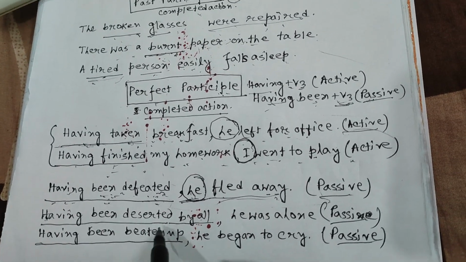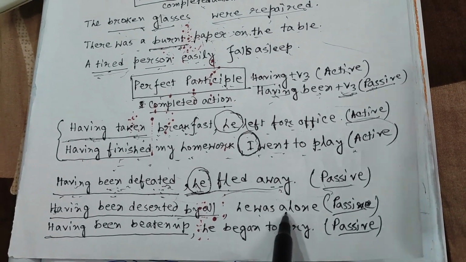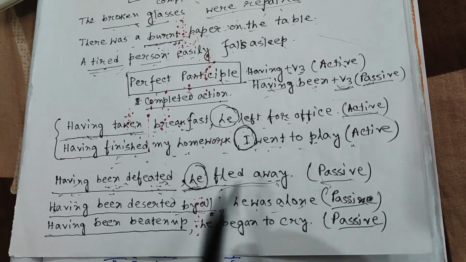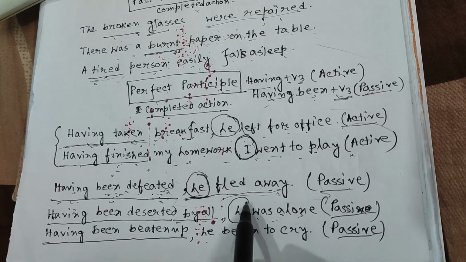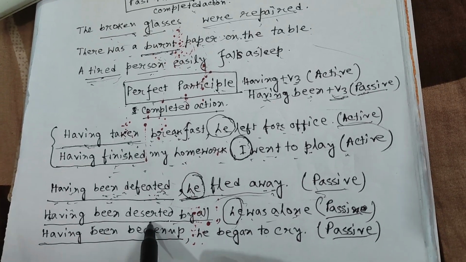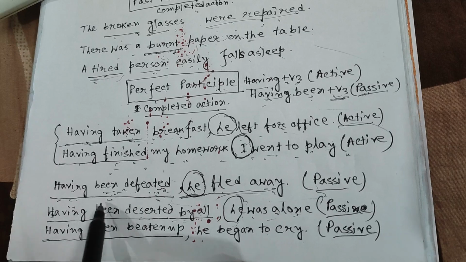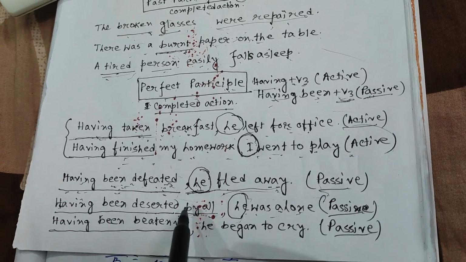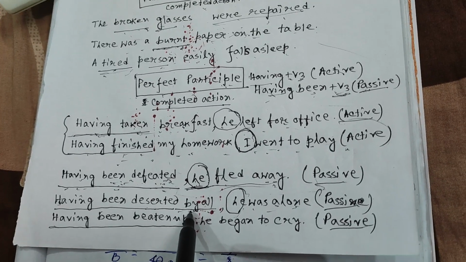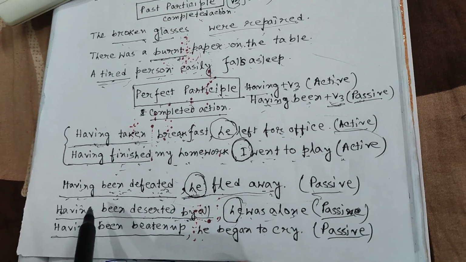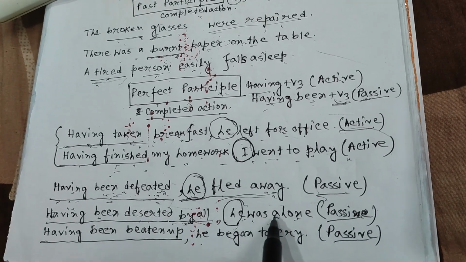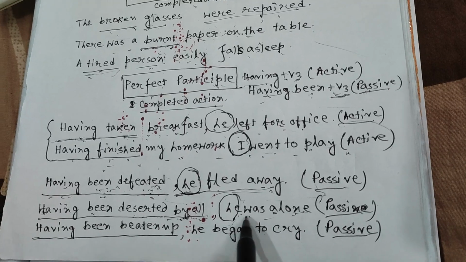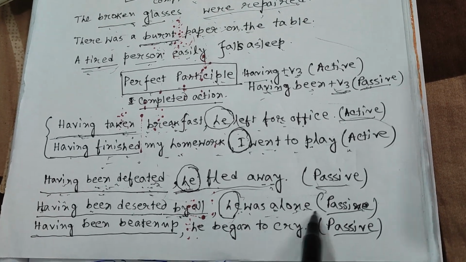Then, having been deserted by all, he was alone. Passive form. First of all, he was deserted by all his friends. All friends deserted him. Thereafter, after this action was completed, he was left alone. So this is also a perfect participle in passive form.